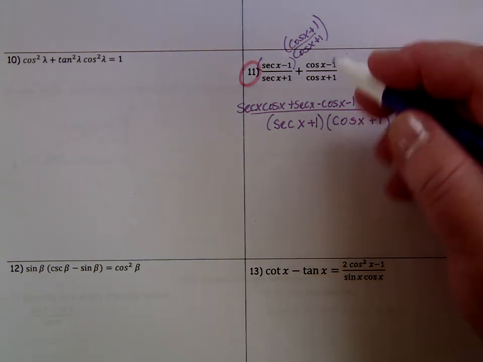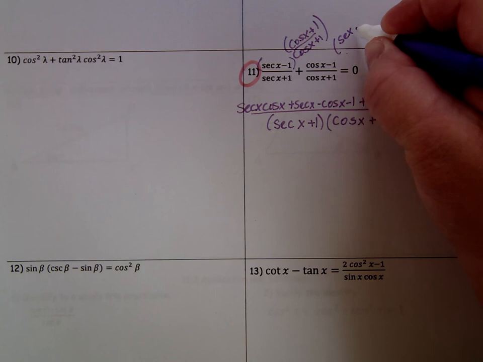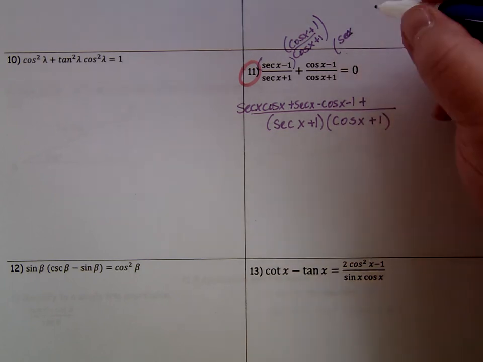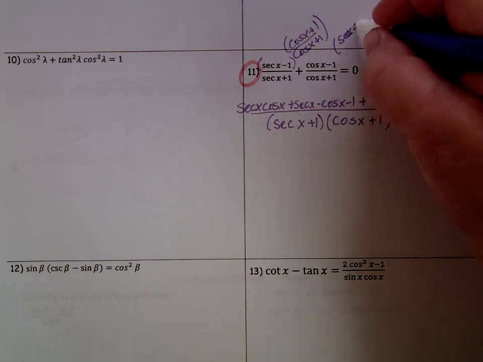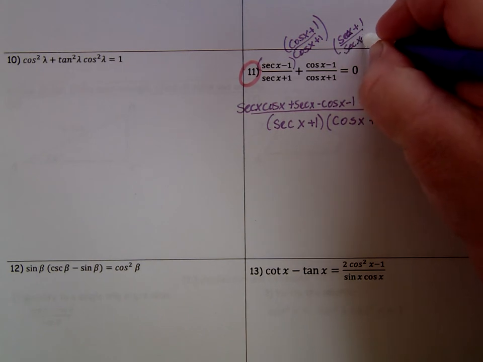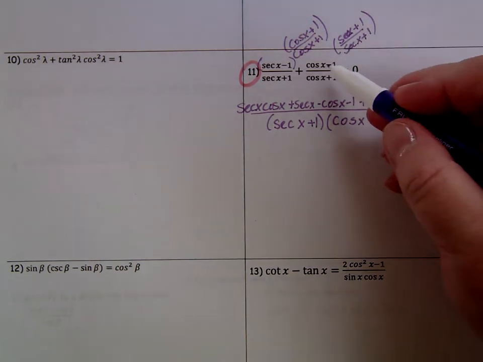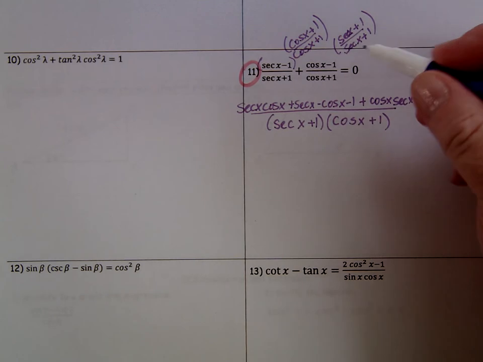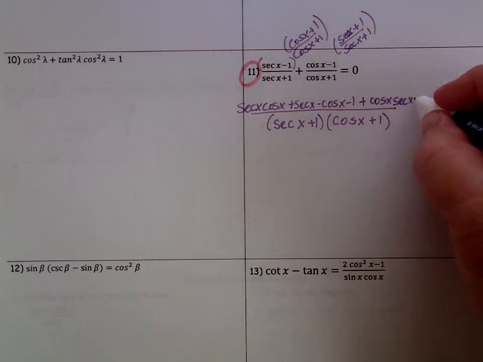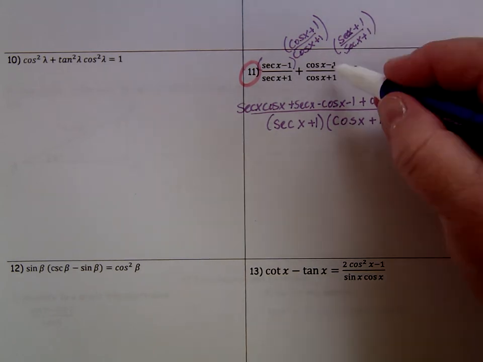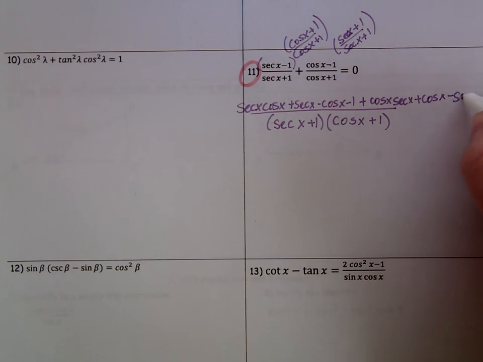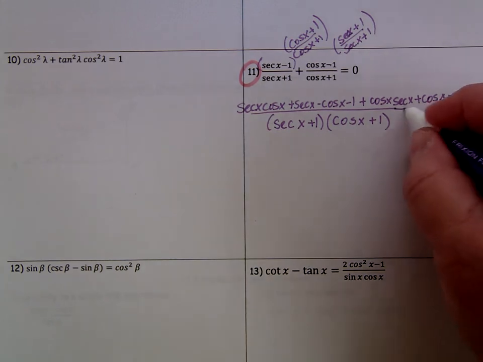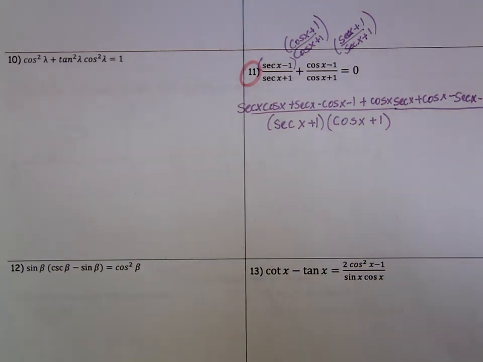This one needs the secant of x. Oh, watch how you write that. Secant of x plus 1 over secant of x plus 1. All right, if I FOIL, cosine times secant is a cosine secant. Cosine times 1 is plus cosine. Negative 1 times secant is negative secant. And negative 1 times positive 1 is a negative 1. And all of this is still my numerator supposed to equal 0.